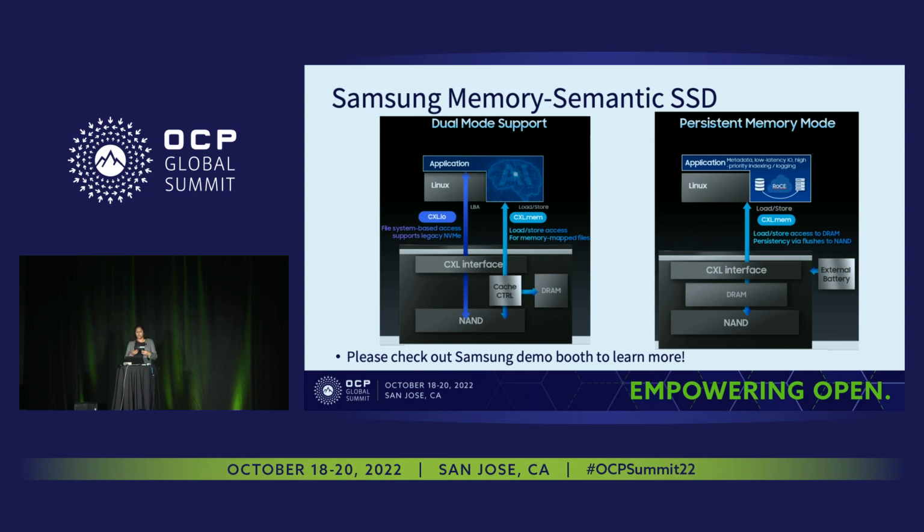What it does is expose the entire NAND space as memory and also as storage. As storage, as a legacy NVMe SSD over CXL.io protocol, and you can use your regular file system that you have typically used, no change there. And then the same file, once you actually memory map it, the same data is now exposed as memory as well, over load store semantics over CXL.mem, right?